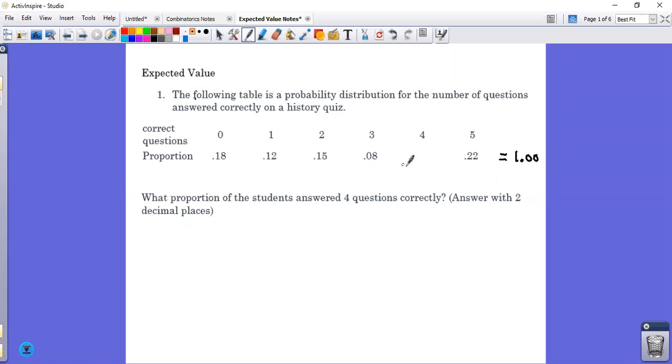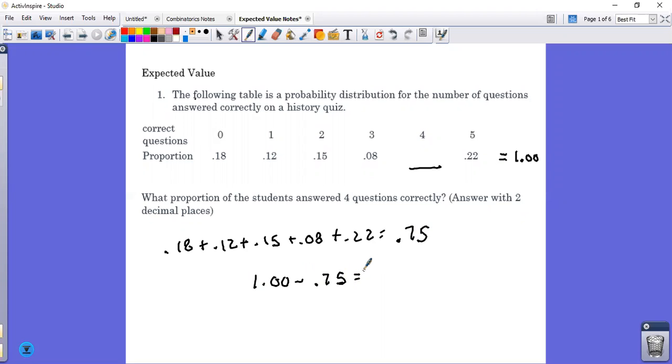So that's what the first question is. Just what's missing right here? What's this number so that all of those will equal 1? So I will add up everything that I know with my calculator on Desmos: 0.22, 0.18, 12, 15, 8, 22. That adds up to 0.75, and then if you subtract from 1, you end up with 0.25.